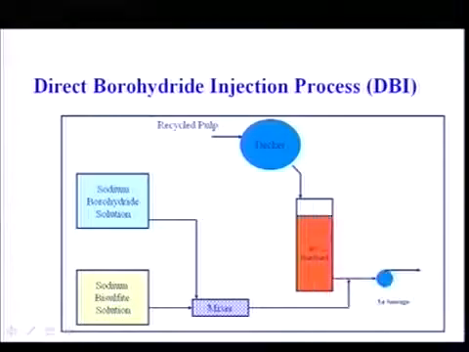Here is a typical flow sheet for the DBI process, the direct borohydride injection process. You have a sodium bisulfite solution, typically available at 38 to 40%, commercially available and very stable. And here is the sodium borohydride solution with 12% sodium borohydride and 40% caustic. The pH of this solution is 14, the pH of this solution is 4.5 to 5. When you mix these two in a static mixer, you get a solution pH of 7.